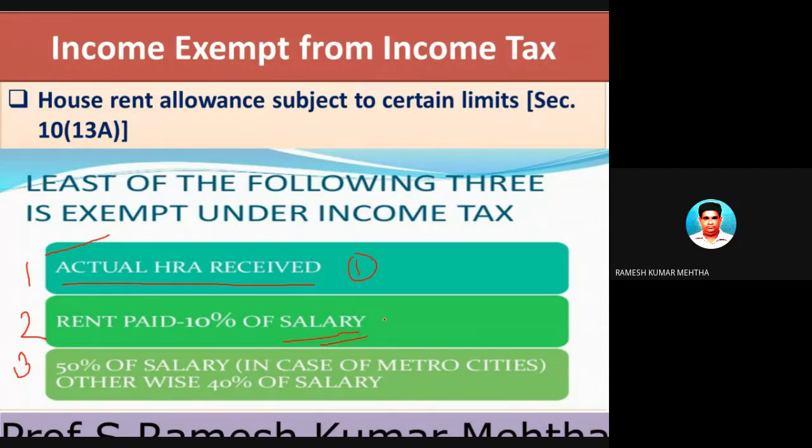And salary for the purpose of calculation of HRA is basic salary plus DA, if DA is forming a part of retirement benefits, plus commission received on a fixed percentage of turnover achieved by the employee. So after you calculate all these three, whichever is the lowest is exempted from tax.